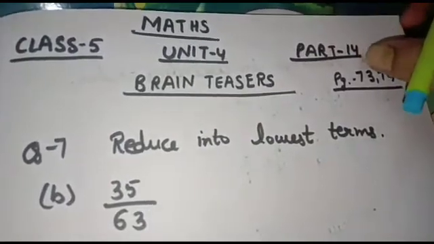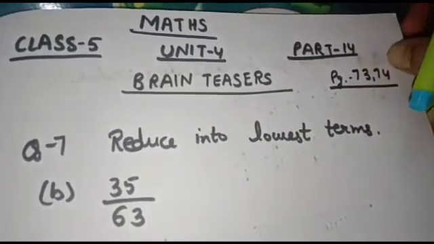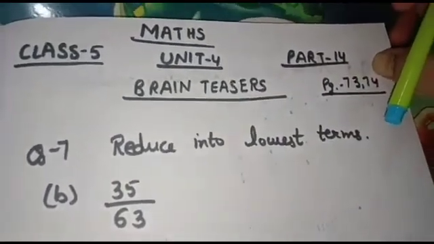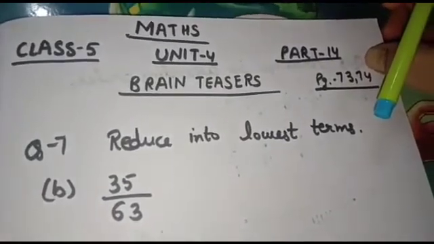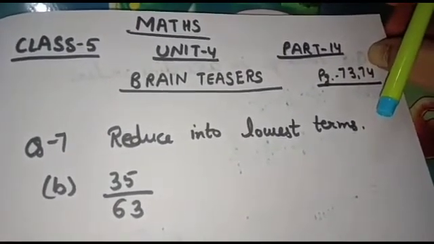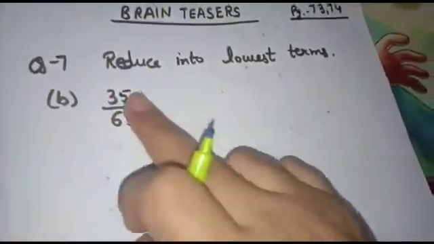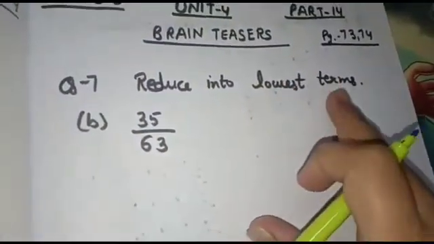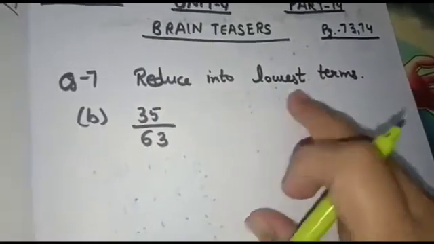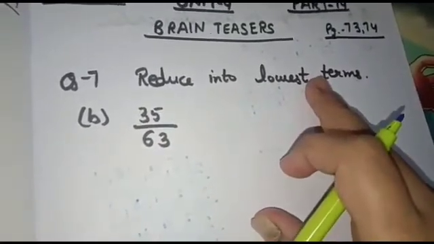Today we will continue the brain teasers of unit 4 which are at page number 73 and 74. In our previous lecture we have completed the brain teasers up to question number 6. Now let's start question number 7. Reduce into lowest terms. This thing we have already done in worksheet 1 of the chapter.